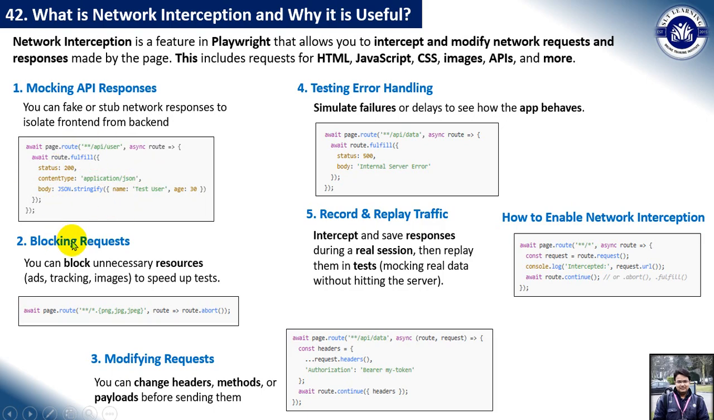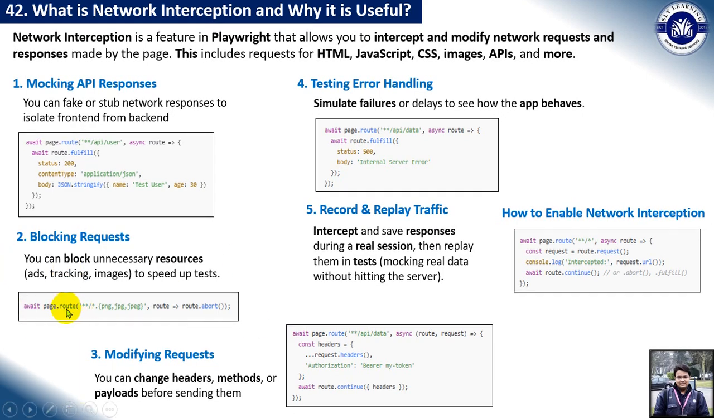Block the request. If you want to block requests from certain resources like ad tracking or images, how can you block them? You can say await page.route, and this is the pattern that you want to block, and when it finds this kind of resource like an image file, then route.abort means it will be stopped, so it will block that request from going further.